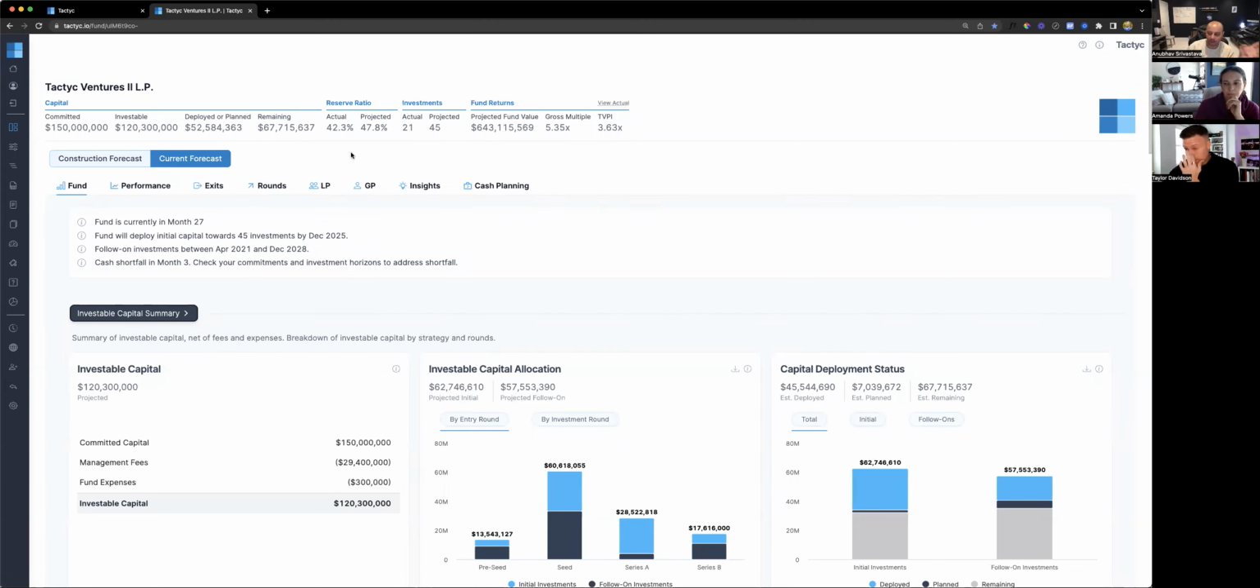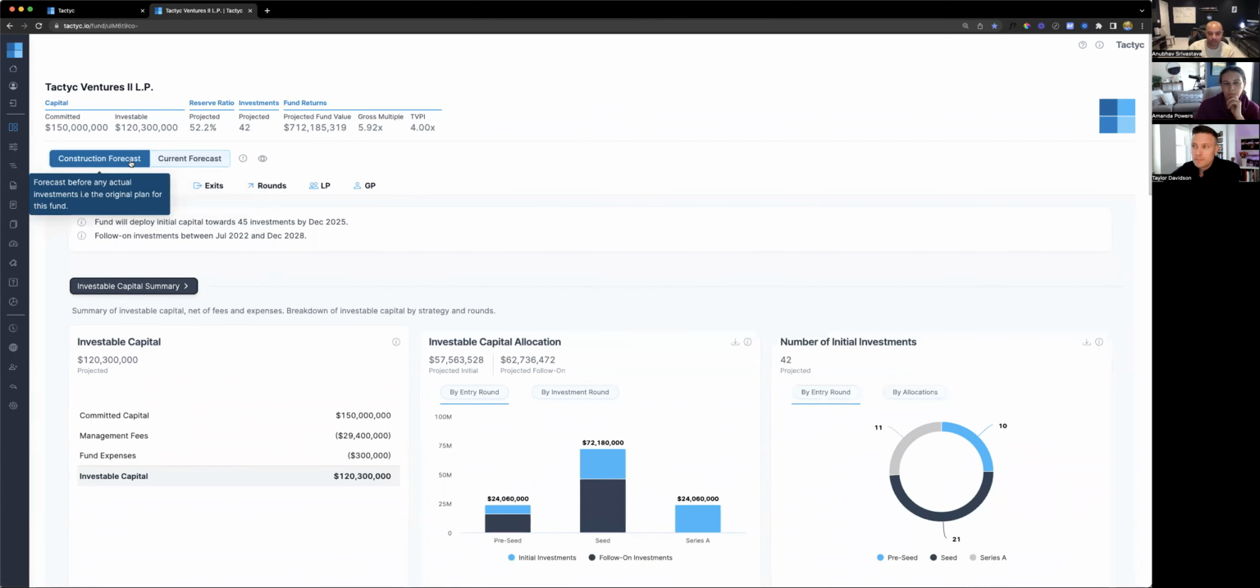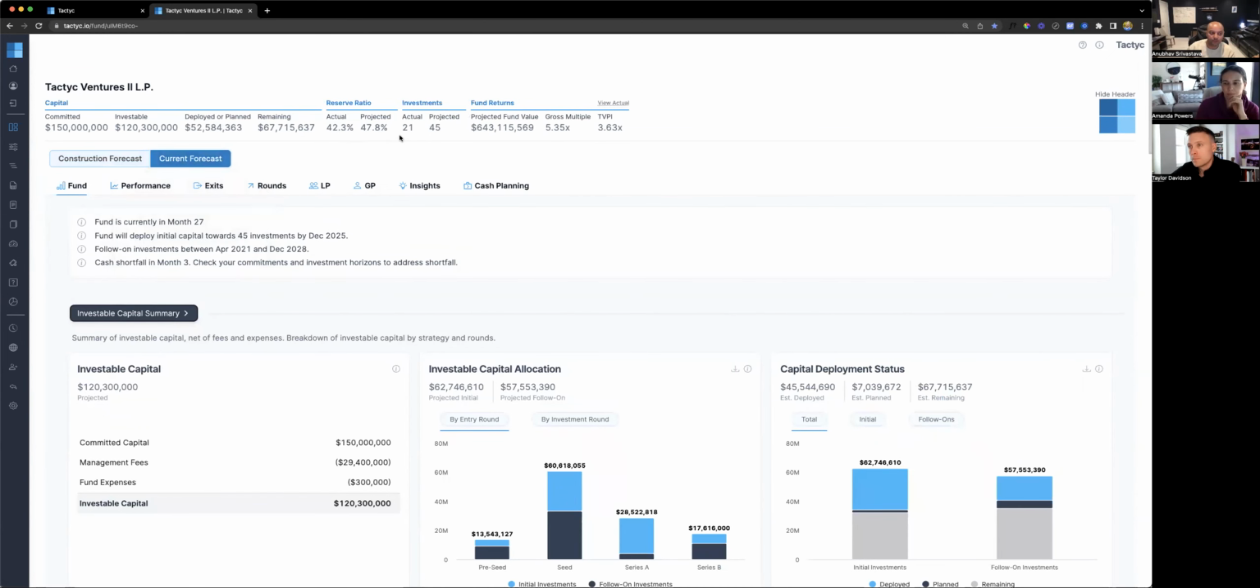As you can tell, we are always summarizing actual versus projected. So reserve ratios, number of investments, fund returns. In fact, you can always flip back and forth between actual and projected. There's always 2 versions to your fund on Tactyc. There's a construction forecast, just meant to represent your original plan before you time travel back to when you think of what you sold to your LPs or what your plan was. And then the current forecast says, okay, you've done 21 deals. Here's where we think you're going.